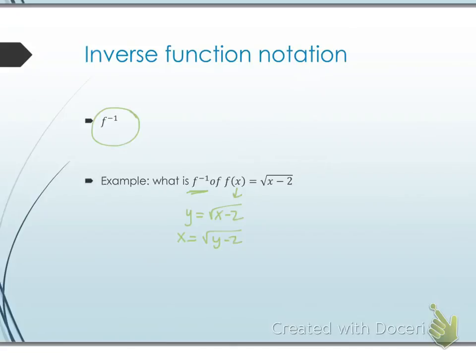I cannot add 2 right now because of that square root, so to get rid of the square root, we're going to square both sides. So now these cancel. I have y minus 2 equals x squared. We're going to add 2 to get y equals x squared plus 2. So whenever you see an f of x, you can change it to a y. And just remember, f to the -1 is still talking about the inverse.